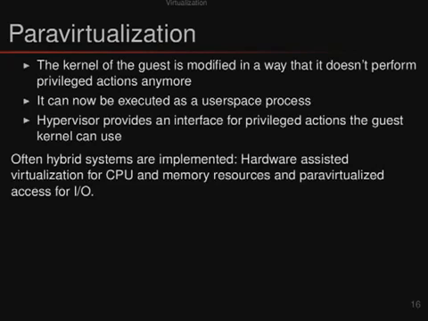Then there is para-virtualization, which is another approach. The kernel of the guest is completely modified. Every privileged access is stripped from this kernel. And the hypervisor, which runs in kernel mode, offers, much like the syscall interface, a hypercall interface. So if you don't have any privileged actions in your code, you can just run the kernel in user mode. And every time it needs to perform some privileged action, it asks the hypervisor to do that for it.